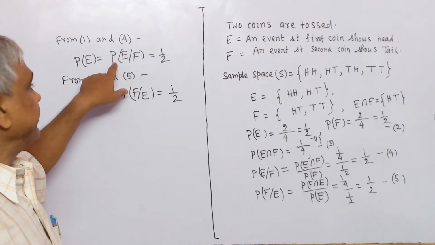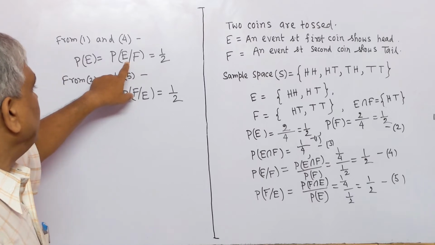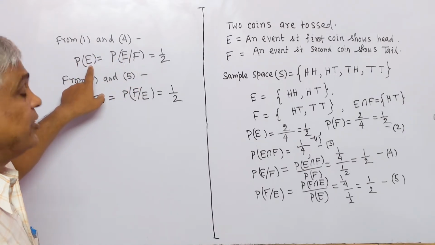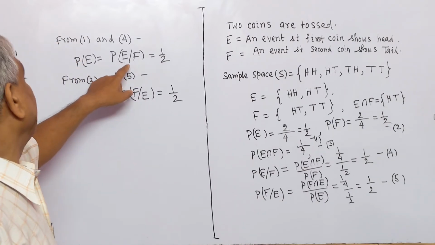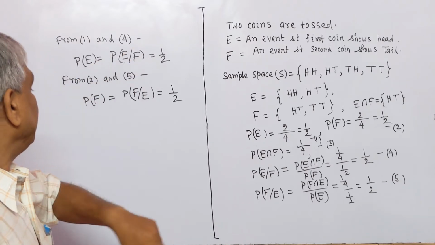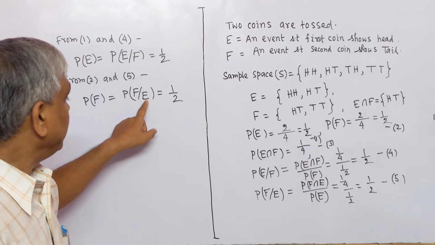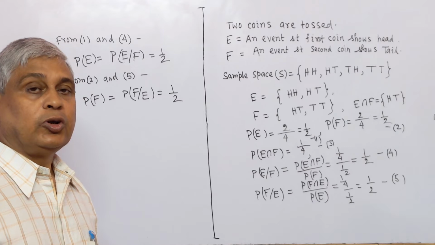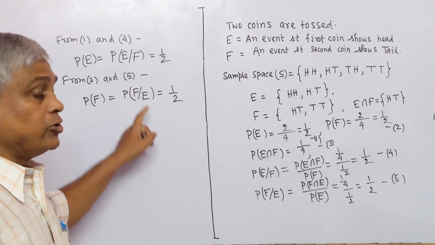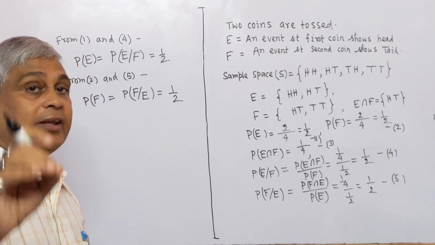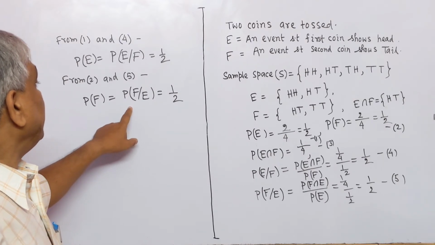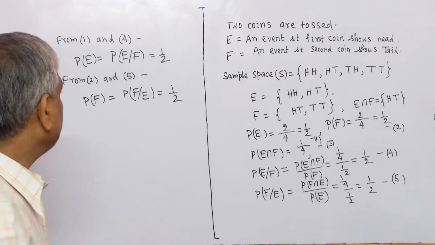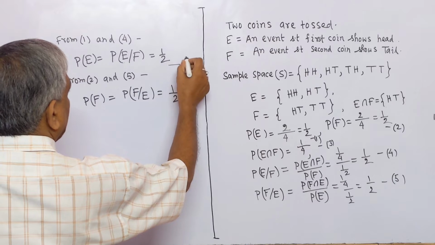Here we see that the conditional probability of event E when the event F has already occurred is same as probability of event E. That means conditional probability does not affect the probability of E. Similarly, here conditional probability of F when the event E has already occurred is equal to probability of F. Here also probability of F is not affected by the event E. So this type of condition shows that events E and F are independent events. This is number 6 and this is number 7.